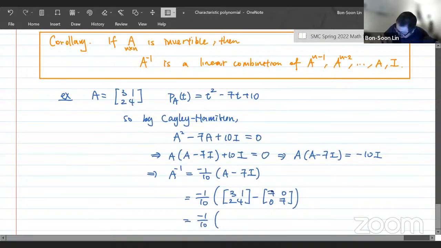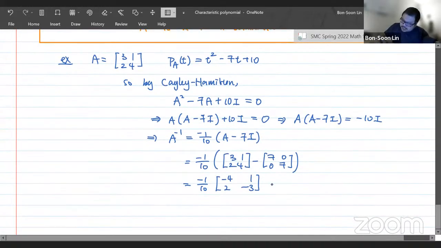3 minus 7, that is negative 4. 1 minus 0, that's 1. 2 minus 0, that's 2. 4 minus 7, that is negative 3. So A inverse is this matrix: 4 over 10, minus 1 over 10, minus 2 over 10, and 3 over 10, right? Okay, kind of bizarre. Well, let's check.